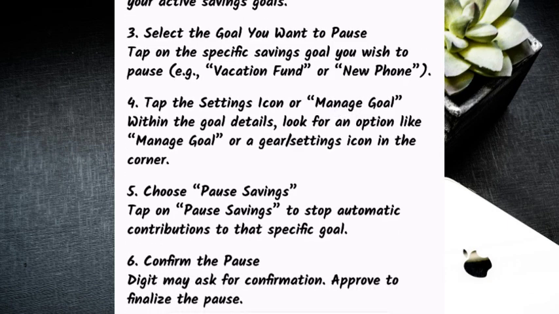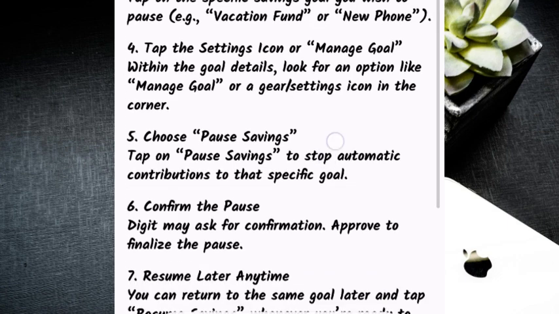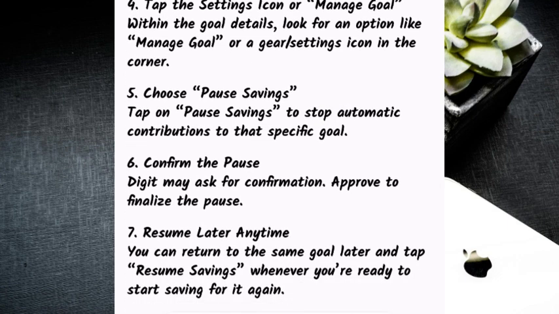Once you find that, choose pause savings. So just tap on pause savings to stop automatic contributions to that specific goal. Confirm the pause, of course, because Digit may ask for confirmation, so approve to finalize the pause.